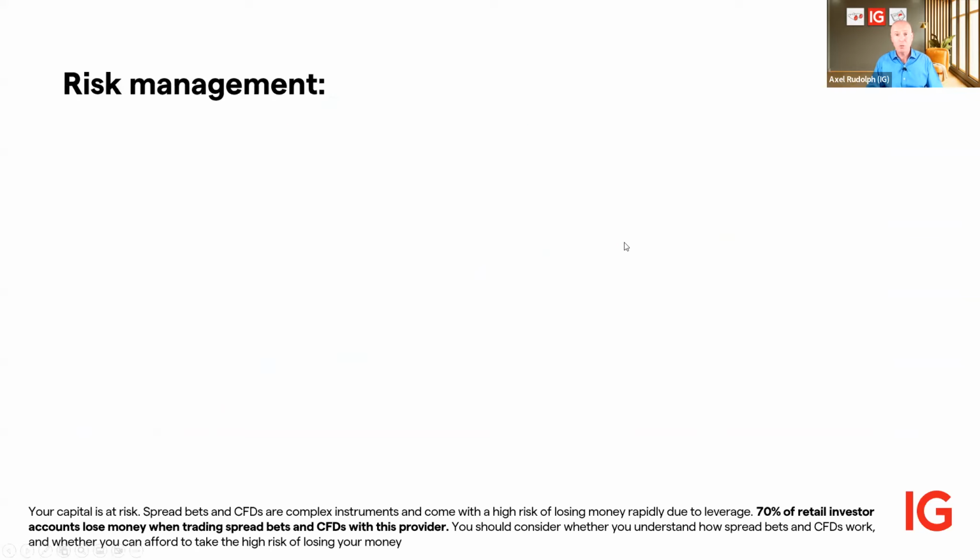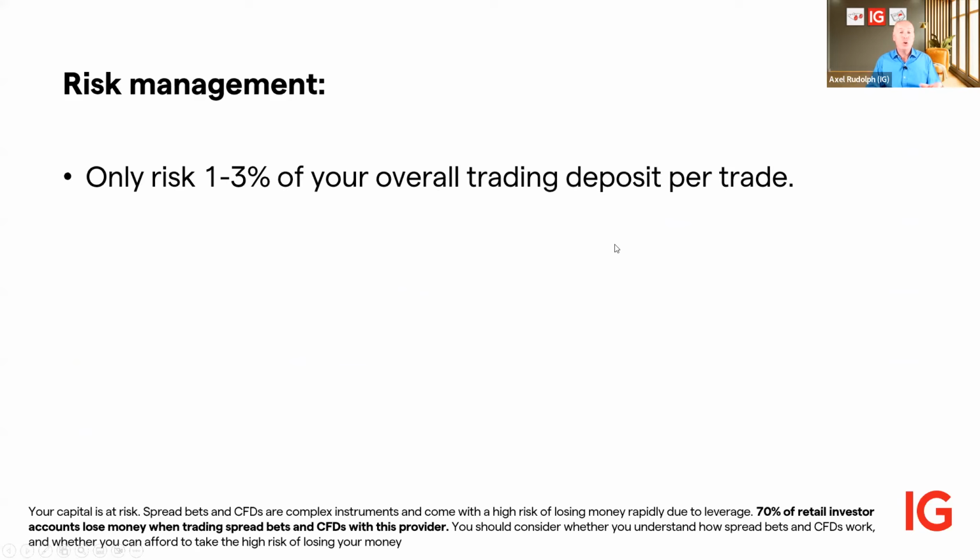So let's talk about risk a bit more. You should only risk between 1% and 3% of the trading capital available to you on any given trade. And what I often see is people risking, let's say, 10%. So imagine you have £10,000 and you risk 10% per trade. That is to say, £1,000 per trade. If you get 5 of those trades in a row wrong, you've lost 50% of your capital.